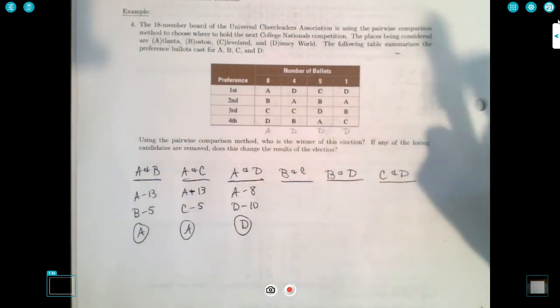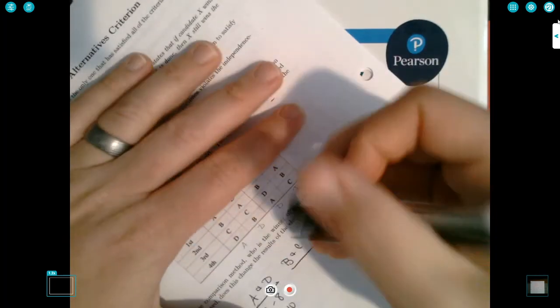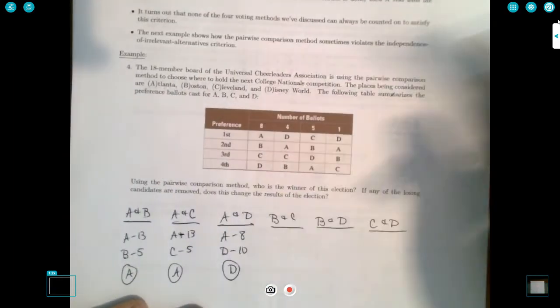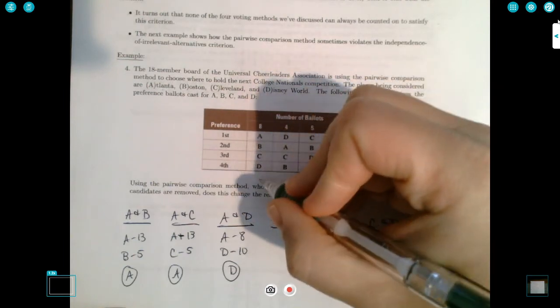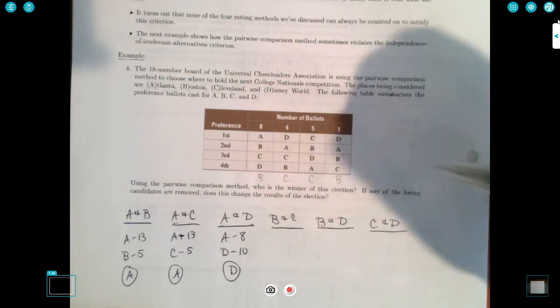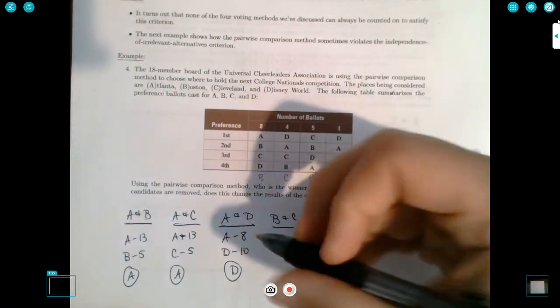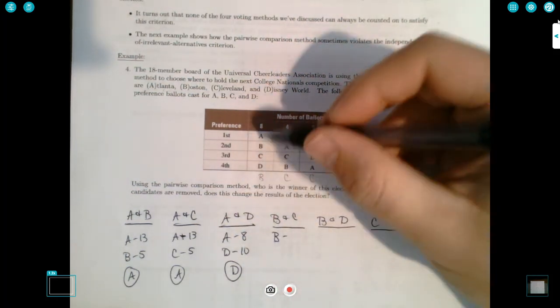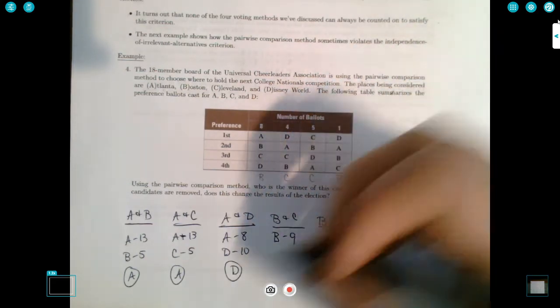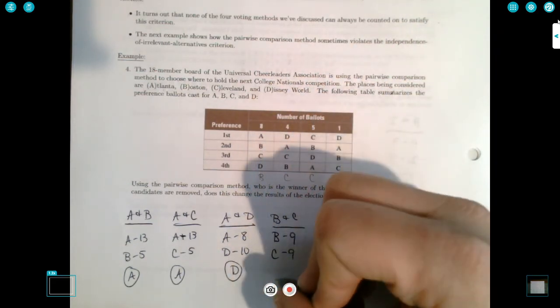Let's compare B and C. Okay. Here B wins, here C wins, here C wins, and here B wins. So B would get how many? 8 plus 1 is 9 votes. C would get 4 plus 5, which is also 9 votes. So this is a tie.